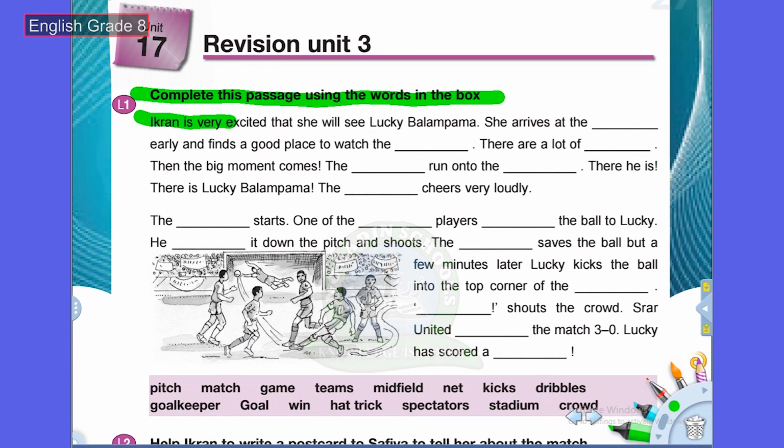This broken passage starts from here. Ikran is very excited that she will see Lucky Palmer. She arrives at the... Think for a while. Yes, the right word to fill in the first blank space is the word stadium. She arrives at the stadium.